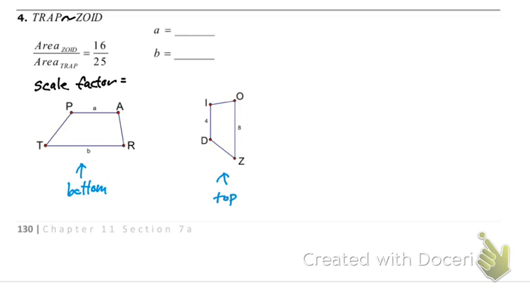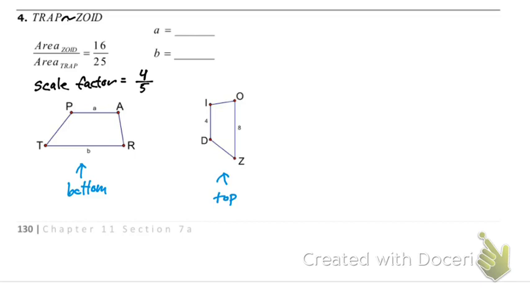4 over what? Not 4 over A. What's the scale factor? If our area is, what was that? 4 over 5. Yep. I knew you had it. You're trying to get ahead of me, weren't you? So our scale factor is 4 over 5 because the square root of 16 is 4. Square root of 25 is 5. Now we can compare the lengths.